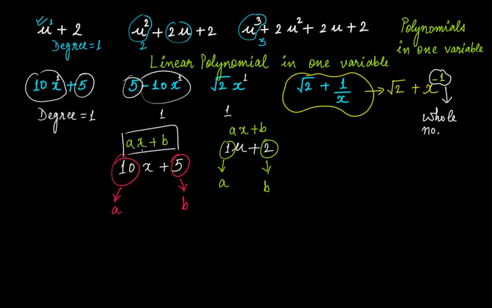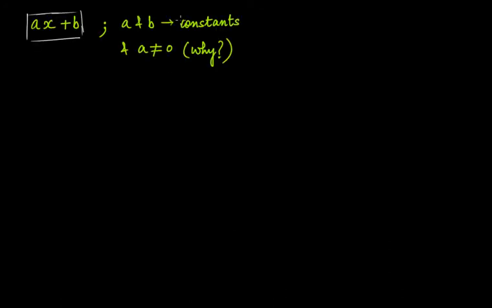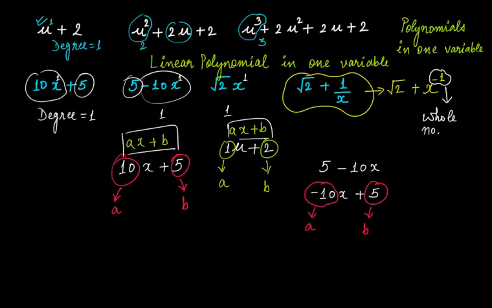You can take any variable. Okay, so again, if you want to take another one, let's take this 5 minus 10x. In the case of 5 minus 10x, this is actually equal to minus 10x plus 5. So minus 10 is a, 5 is b. That is what is written here. A and b can be constants, right? So a and b are constants in all these cases.